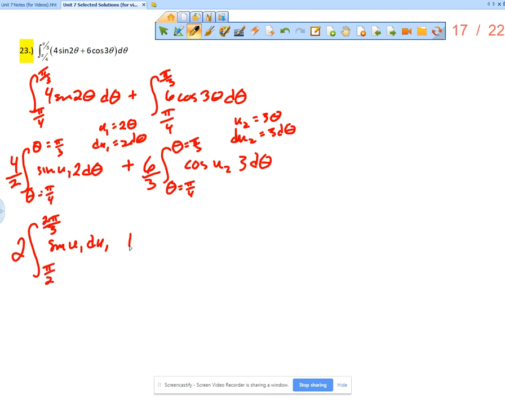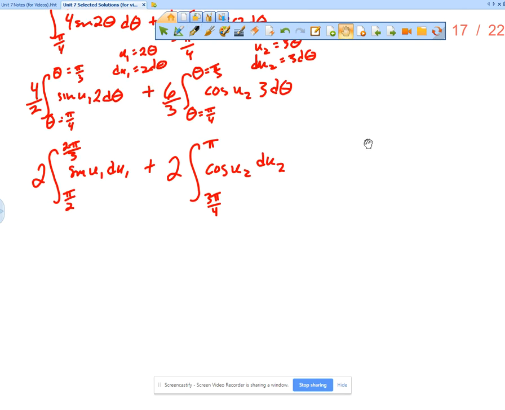And then plus, over here, 6 divided by 3 is 2, and so I have the integral of the cosine of u sub 2 du sub 2. But then, if theta is pi over 3, u sub 2 is 3 times theta, so 3 times pi over 3 is just pi. And over here, if theta is pi over 4, 3 times pi over 4 is 3 pi over 4. So now we have two separate integrals to continue to evaluate.